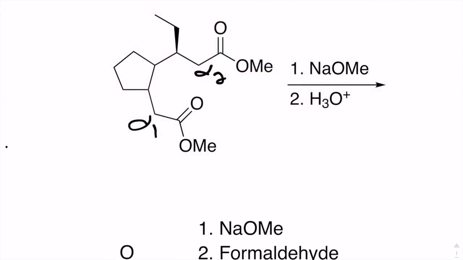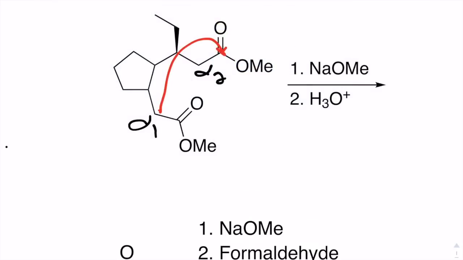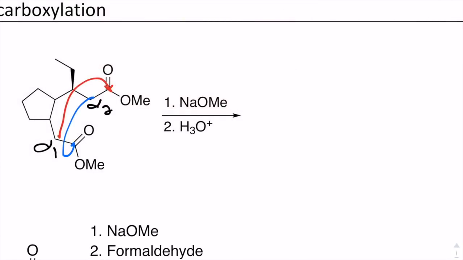I can do attack from this enolate into that carbonyl. Likewise, I can also do attack from this enolate attacking into that carbonyl. Both of those will form 2 distinct products. So let's just do that over here. I'll do the red product in red. So let me just erase all of this.